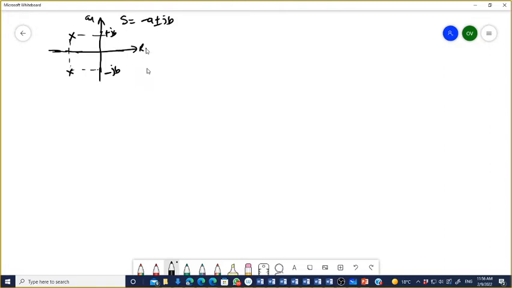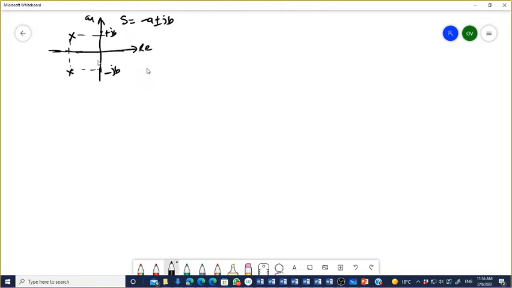Okay, so let's say we have the pole s equals minus a plus minus jb. Then you can say there are two poles lying at the location of minus jb and plus jb. This is the imaginary plane and this one is the real plane.